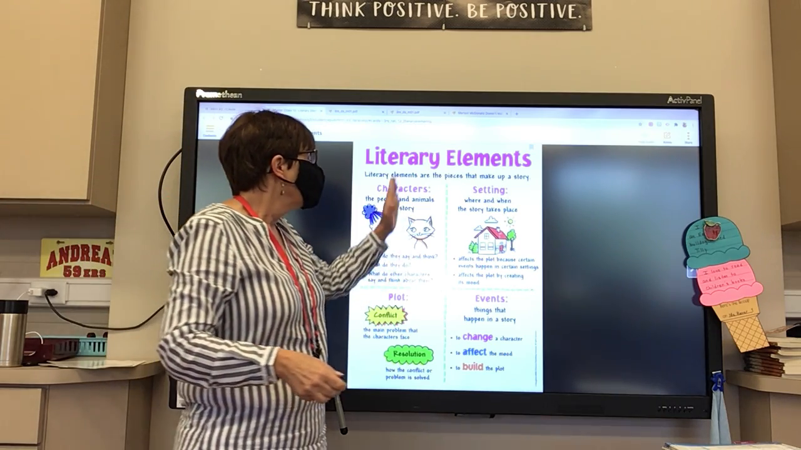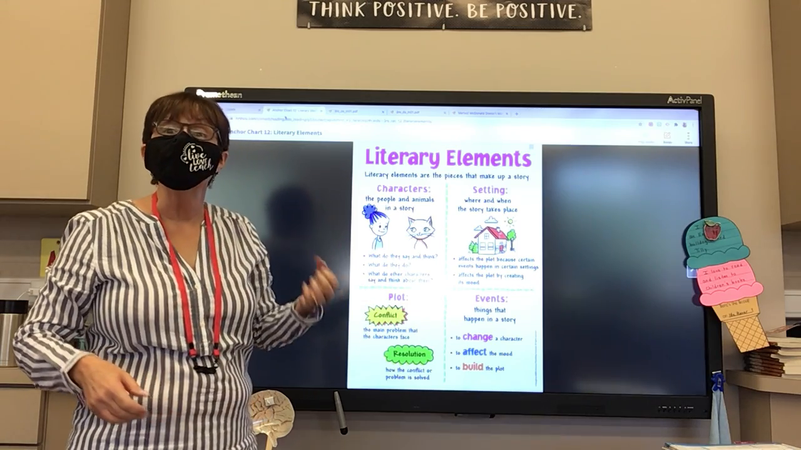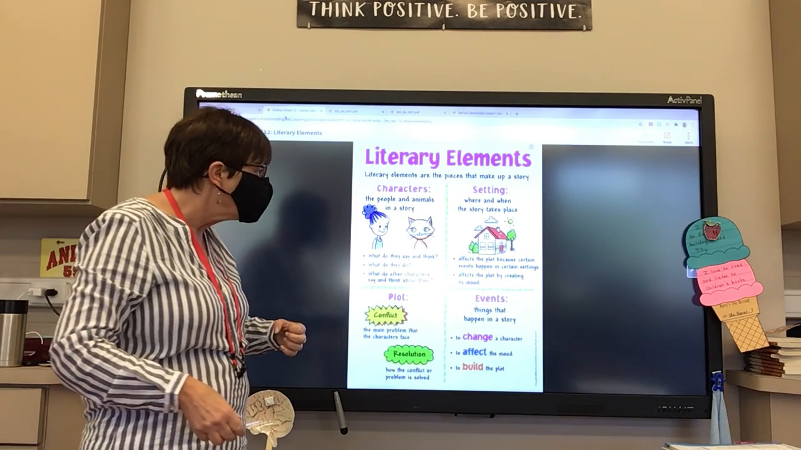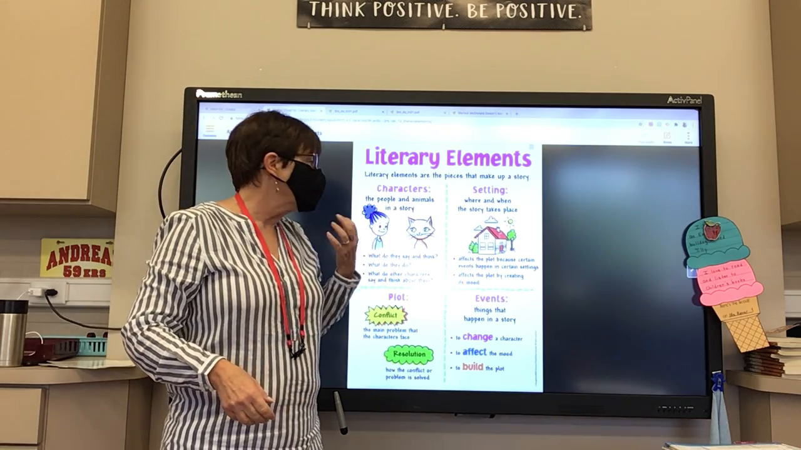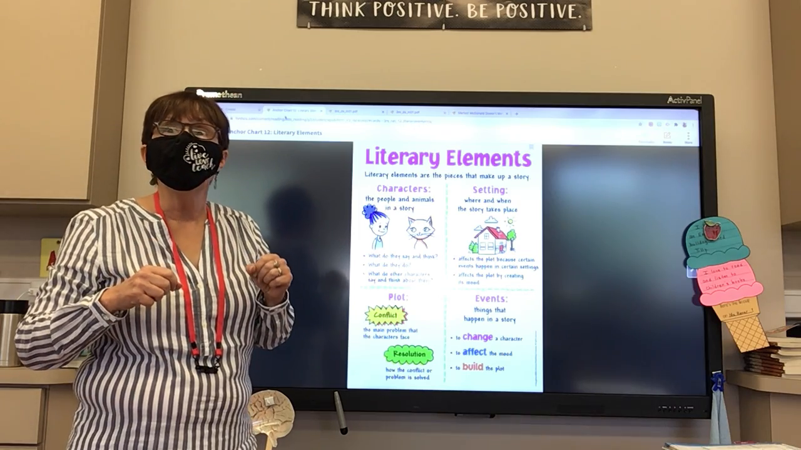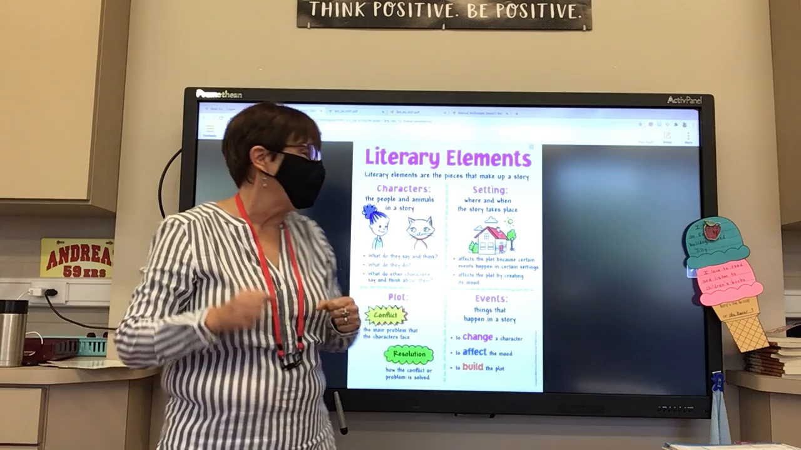Now, the setting affects the plot because certain events happen in certain settings. So the setting is very important to a story. And it also affects the plot by creating its mood. So mood is very important in a story, and we're going to be talking more about that.